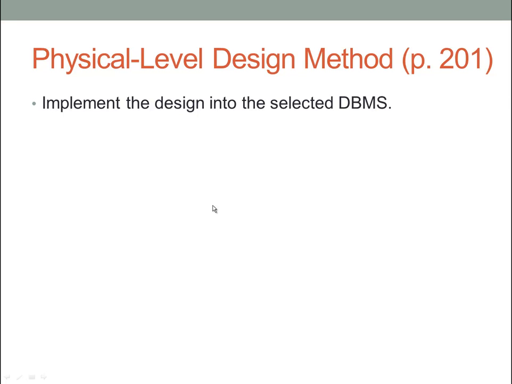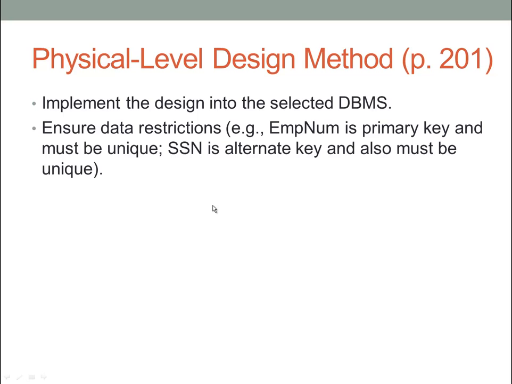But some things that are general enough, that are important enough when it gets to the physical level design to note, are that I need to ensure that my data restrictions are good. Some database management systems make this easier than others, but as the designer, it is my responsibility to make sure that my data restrictions are correct. For example, that employee number is the primary key and must be unique. Once I identify it as primary key in any database management system, that's going to make it unique.